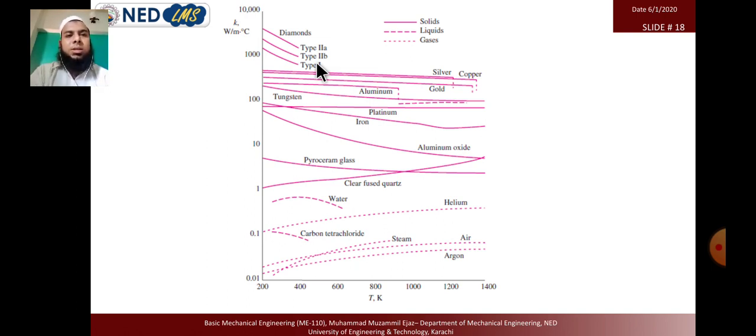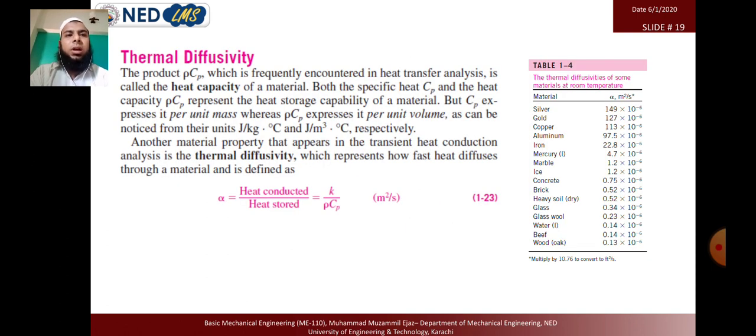So these are about the thermal conductivity, the universal properties in the materials, in the metals, in the gas, in the different forms of materials, in the gases, liquids, and solids. Another definition in thermal conductivity or in heat transfer is thermal diffusivity.